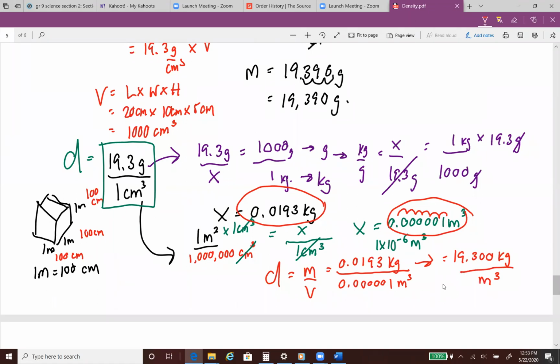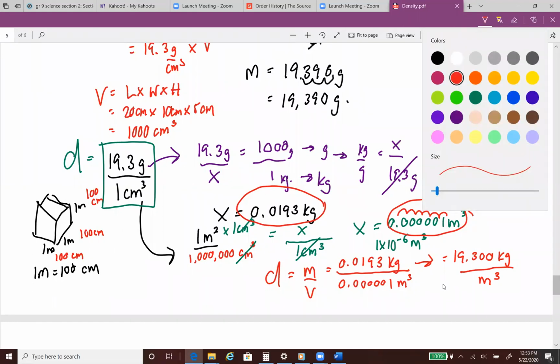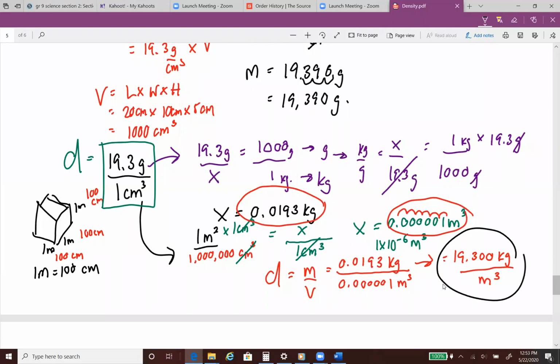Now, if you compare it to the original density, you'll notice that the number is the same, 193. What's different is the increase in magnitude. 19.3 grams per centimeter cubed is the same as 19,300 kilograms per meter cubed. So if you're going from grams per centimeter cubed to kilograms per meter cubed, the value would increase by 1,000.